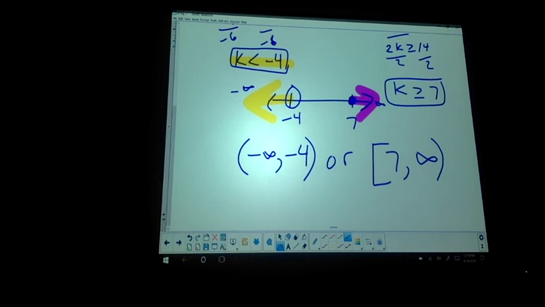Other questions from your homework? Saw a couple hands. Yeah. 20? Yeah. 20.